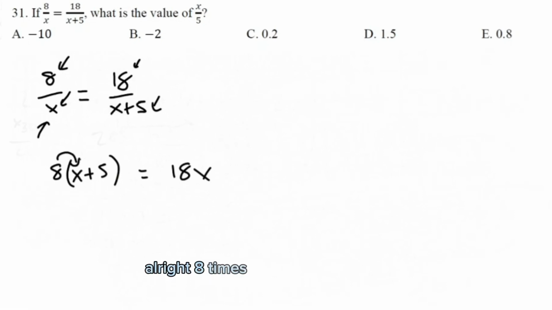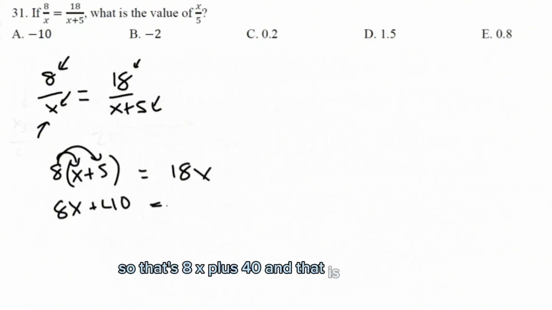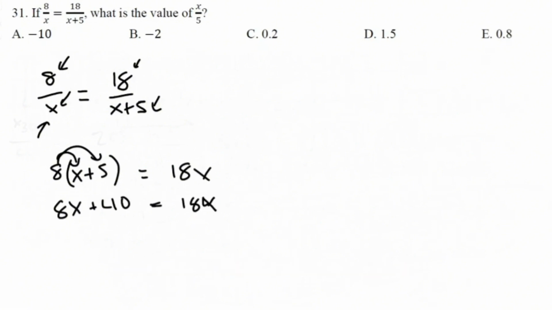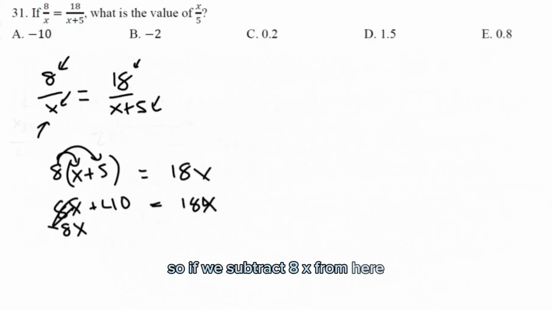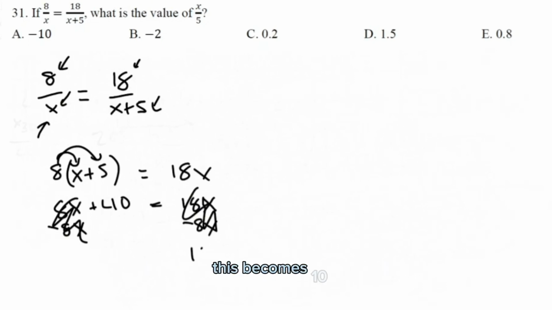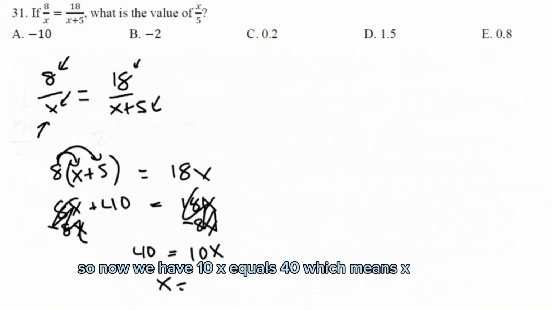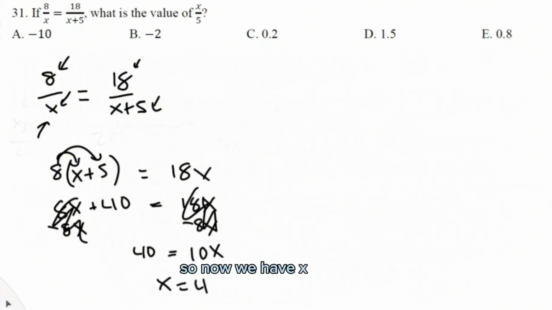Alright, 8 times x is 8x, and 8 times 5 is 40. So that's 8x plus 40, and that is equal to 18x. Now, let's bring x all by itself. If we subtract 8x from here, it cancels out, but we also have to subtract 8x from here. So this becomes 10x. So now we have 10x equals 40, which means x equals 4.